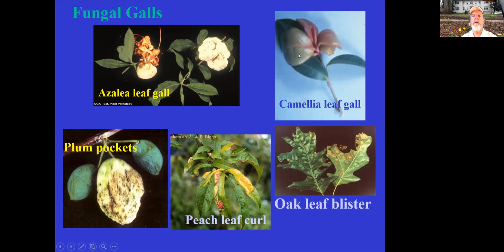You'll see it on camellia. Again, they don't go back and forth. You'll see it on peach, plum. This one is right in the leaf. I've seen all these before. And in one year you'll see them, and in a dry year you won't.